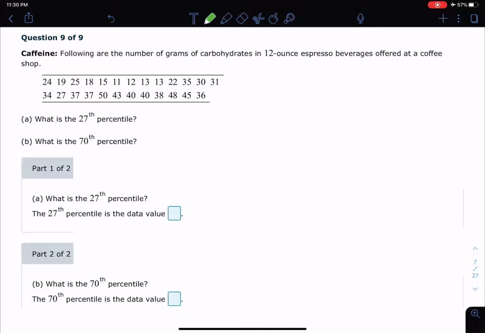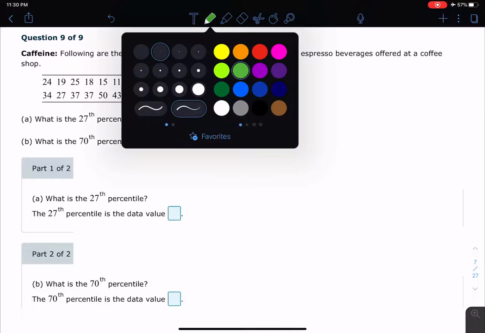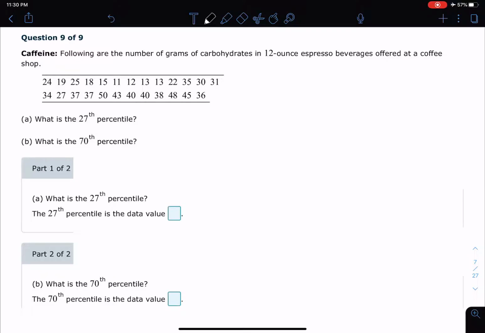Let's see, following the numbers of carbohydrates in 12-ounce espresso beverages. I need one of those. I keep on talking about espressos. I can't leave and do it. It's kind of torturous. Let's go ahead and put these in order.